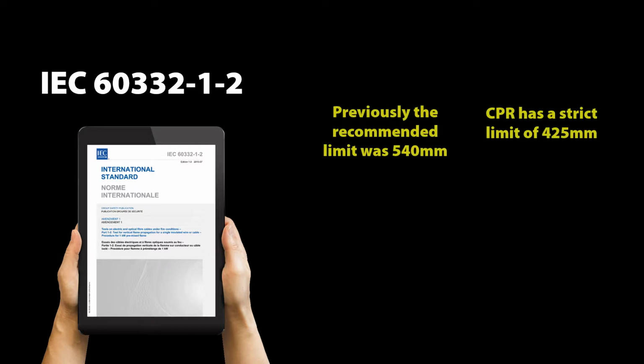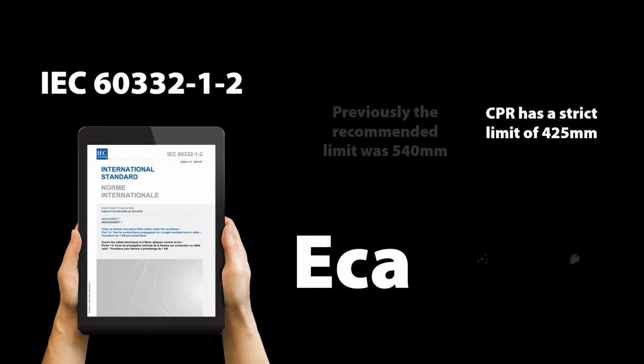IEC 60332-1-2 is the base test method used for flame spread for both ECA and DCA cables, but now with a strict upper limit for both being 425 millimeters. This is where it ends for ECA.